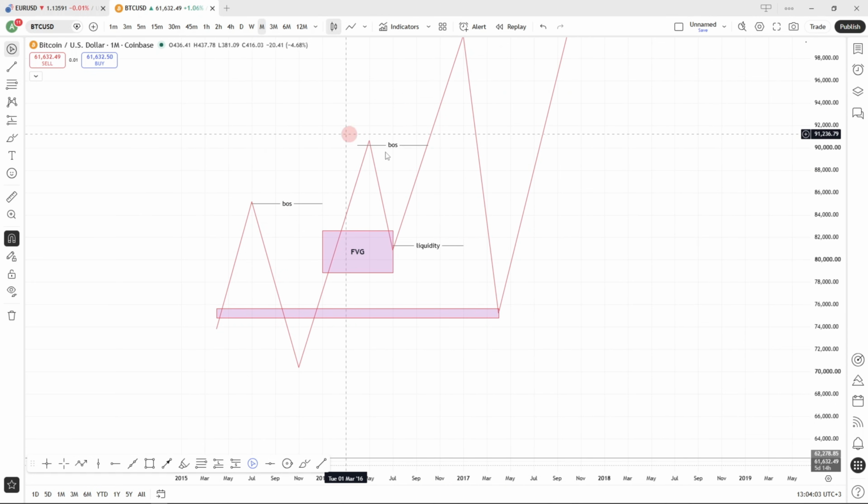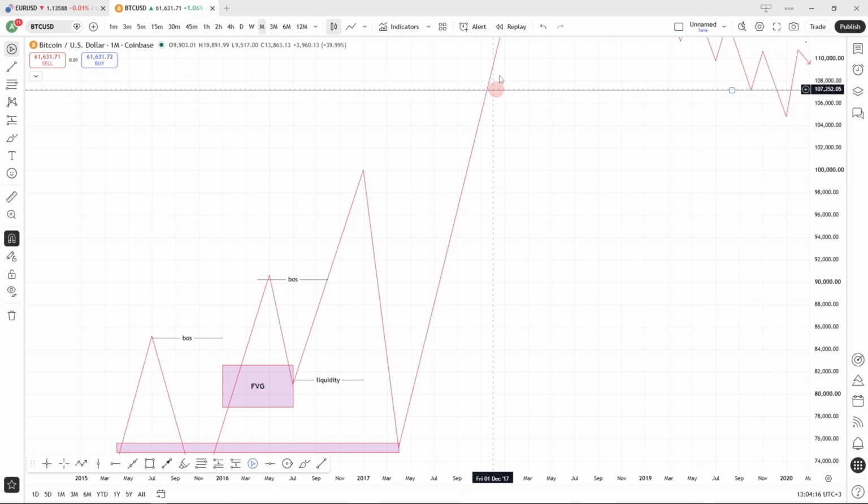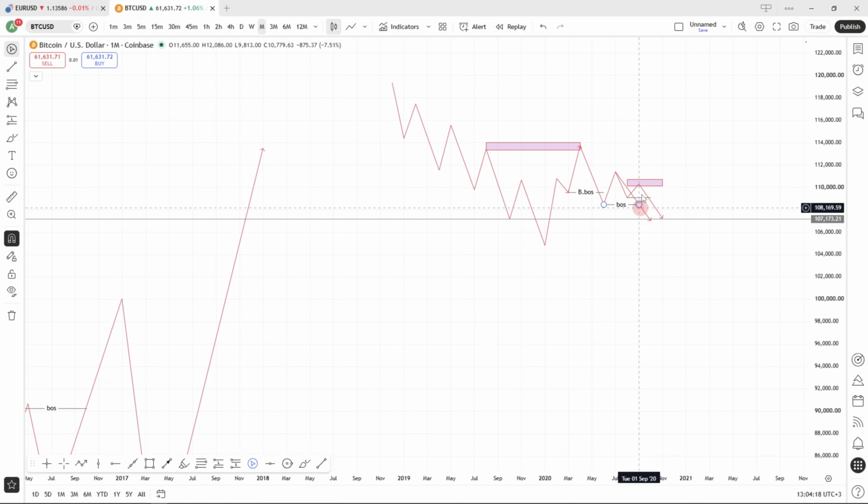So that mitigation into a fair value gap is going to become our liquidity, and we're going to anticipate that price is going to retrace back, take that liquidity, and we use a key level just below that liquidity to have this kind of massive move. So that is why I said we need to have a mitigation into a fair value gap.